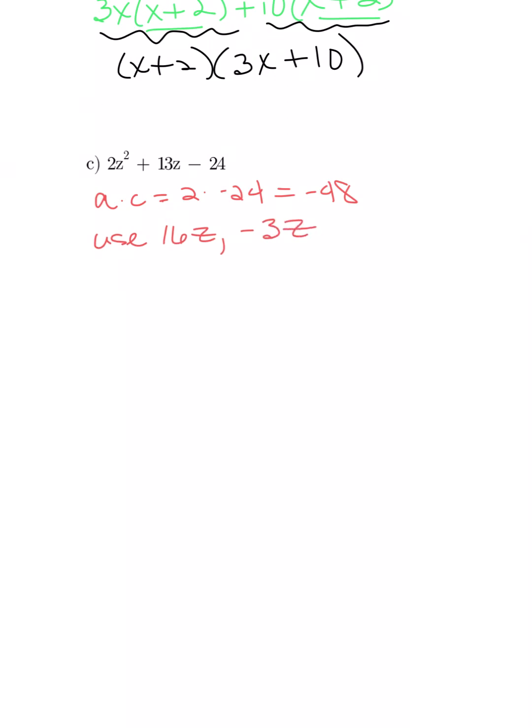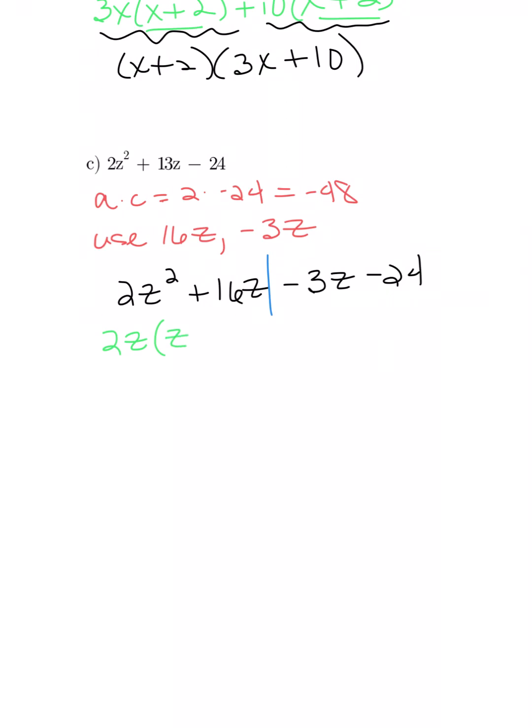When I start rewriting as 4 terms, I'm going to have my first term, and then I'm going to look at the 2 terms I said I was going to use, 16z and negative 3z. The 16 has something in common with the 2, so I'm going to put plus 16z next. Then I'm going to write the negative 3z and negative 24. We're now going to split in half. And if you look at those first 2 terms, 2 and z is in common. 2z squared divided by 2z is z.